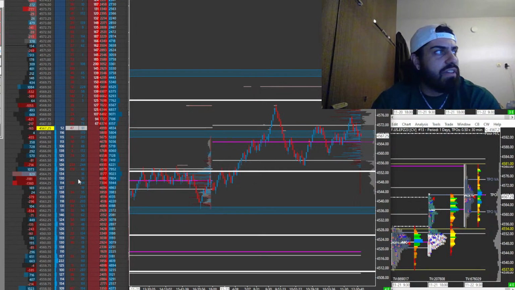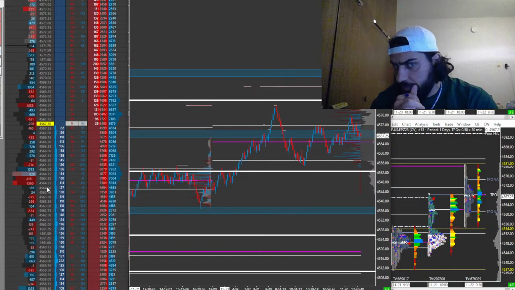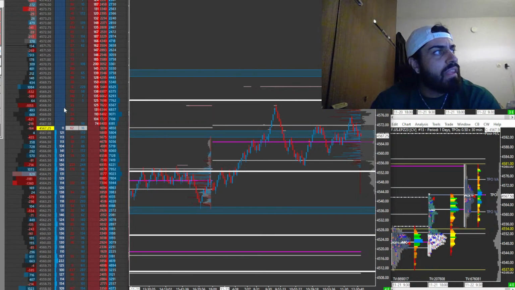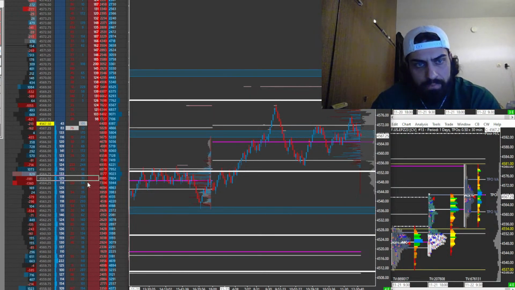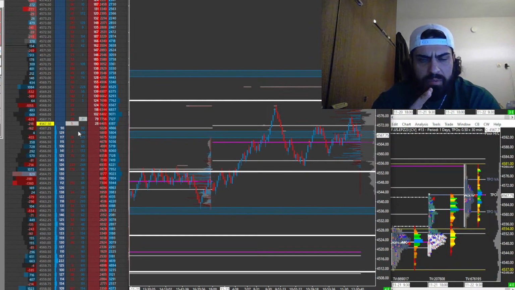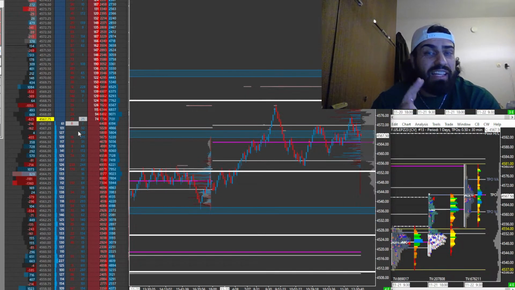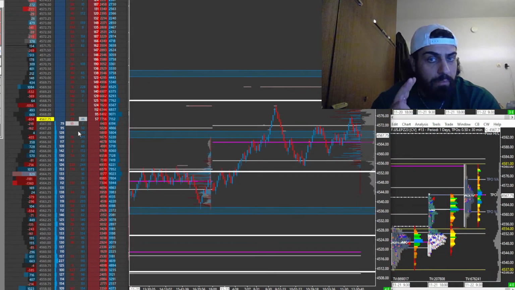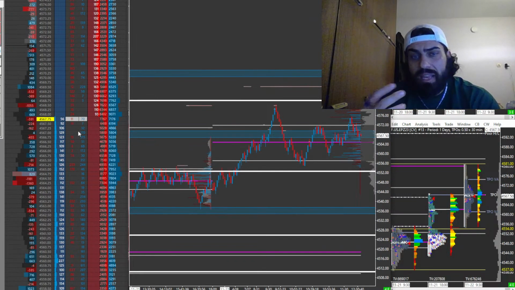Now let's dive into this DOM, this depth of market. The depth of market has multiple different facets to it. As I've talked about this before, the main difference that people have to understand between the depth of market is a difference between passive and active orders. Passive and active orders are what traders mainly look at.